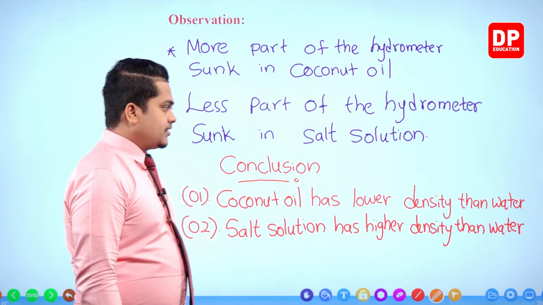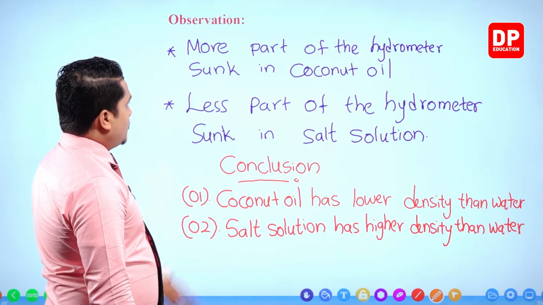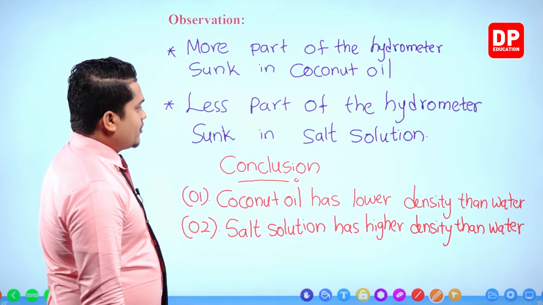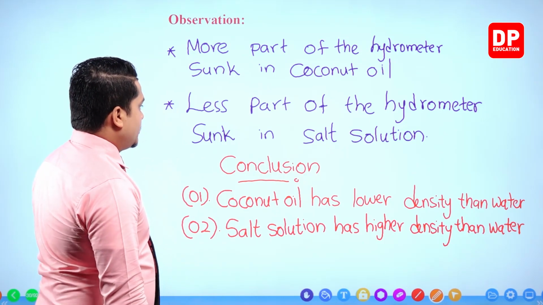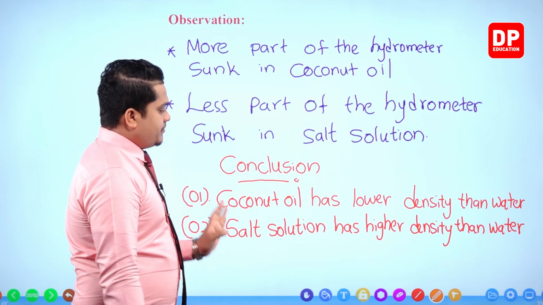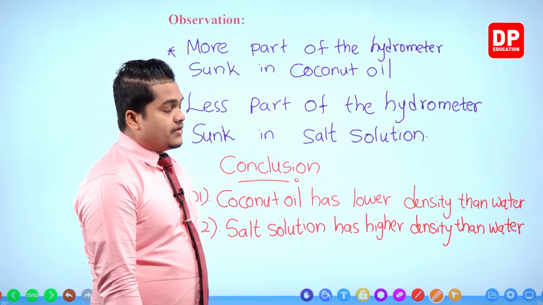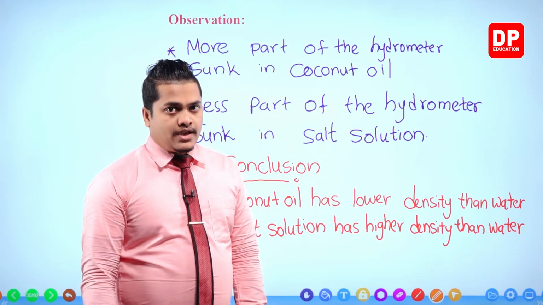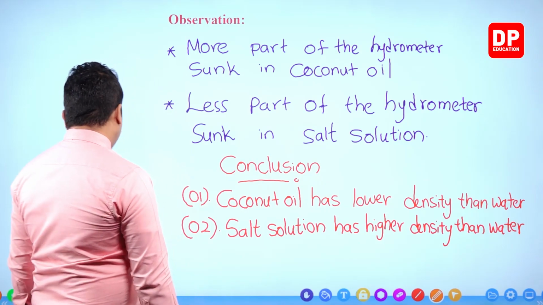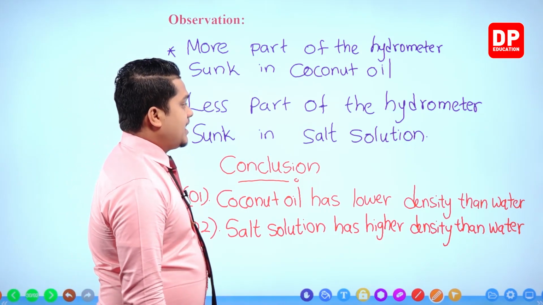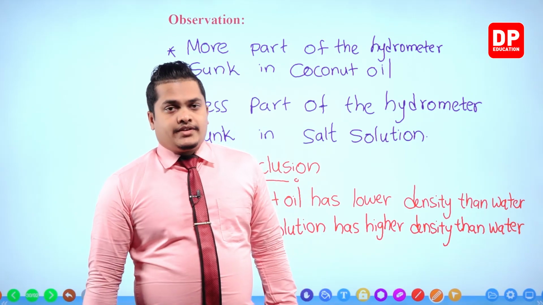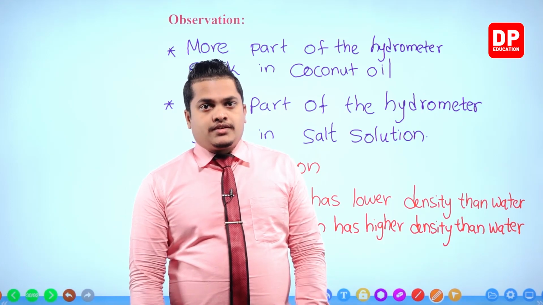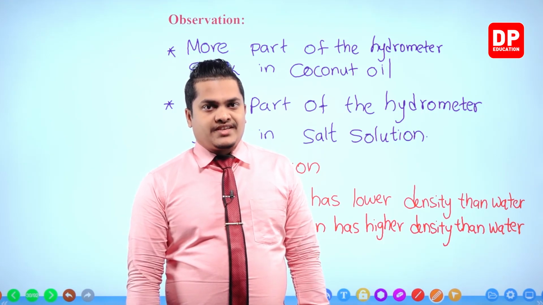So the observation: more part of the hydrometer sunk in coconut oil, less part of the hydrometer sunk in salt solution. Then the conclusion was very simple: coconut oil has lower density than water. However, salt solution had the higher density than water, my dear children. So this is our conclusion from the activity. Right then, from that activity, my dear children, I'm going to finish up the second chapter.